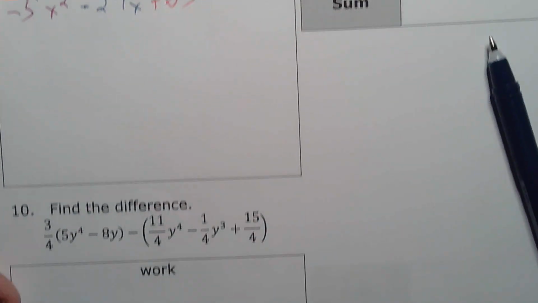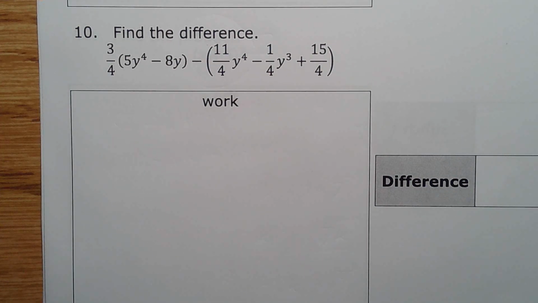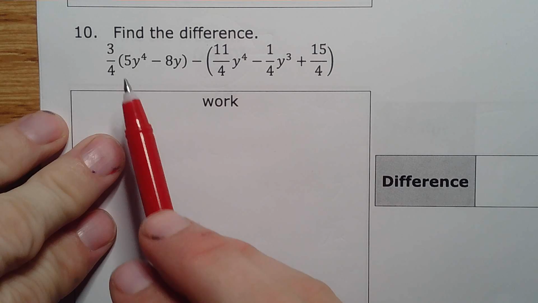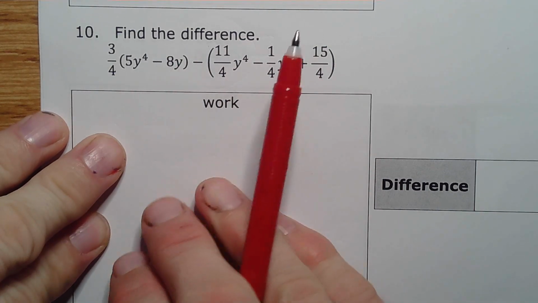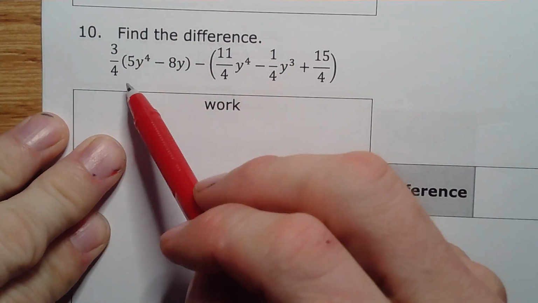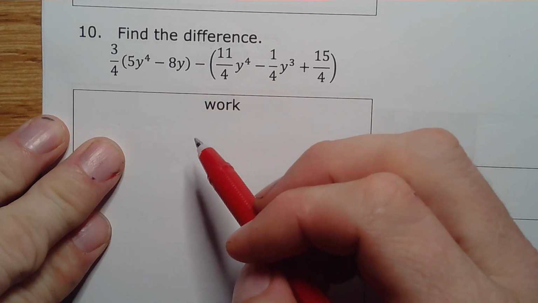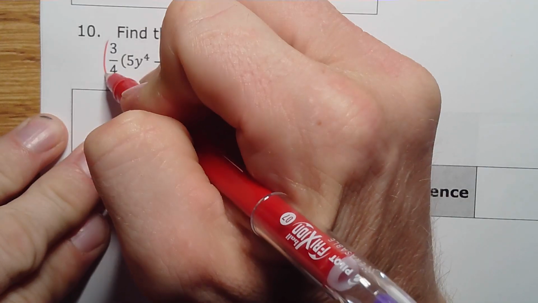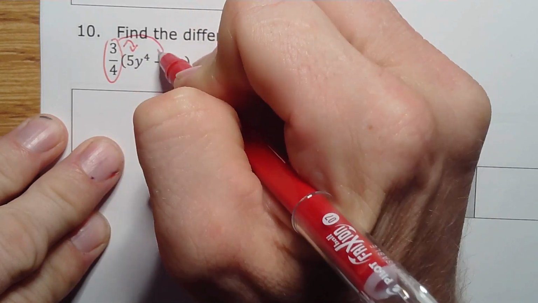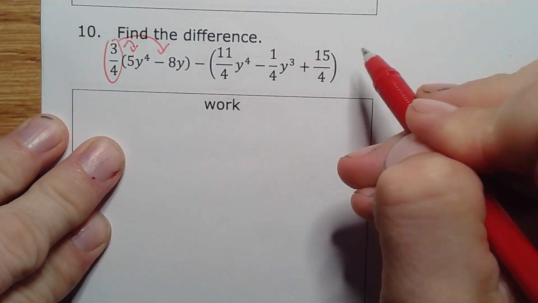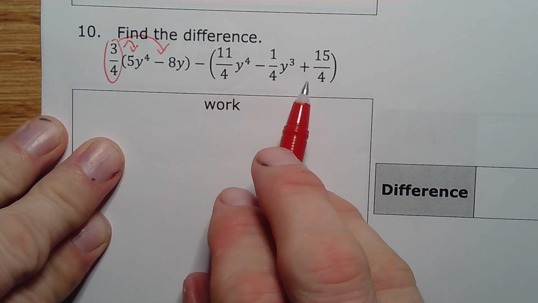So moving on to this one. All right, so this one has a lot of fractions in it, but the good news is the fractions all have a 4 on the bottom, on the denominator. So it could be worse. So what we're going to do here is distribute the 3/4 into each one of these terms. And then we're going to see if we can combine like terms here. It doesn't look like we can, right?